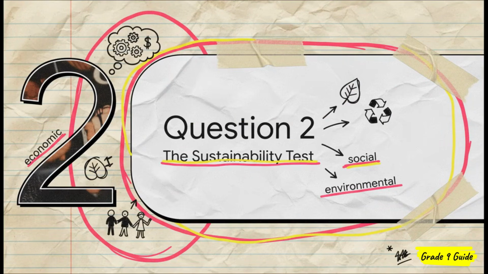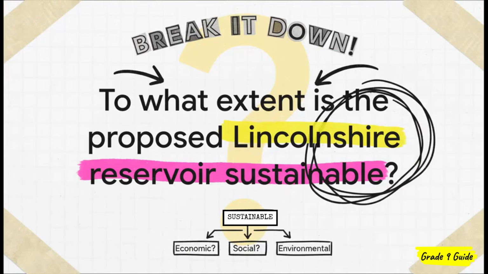Don't let this next one catch you out. It is a classic exam trap. When you see the word sustainability, you have to break it down into 3 parts: economic, social, and environmental. So, how do we apply our PEAC structure to this tricky question of sustainability?